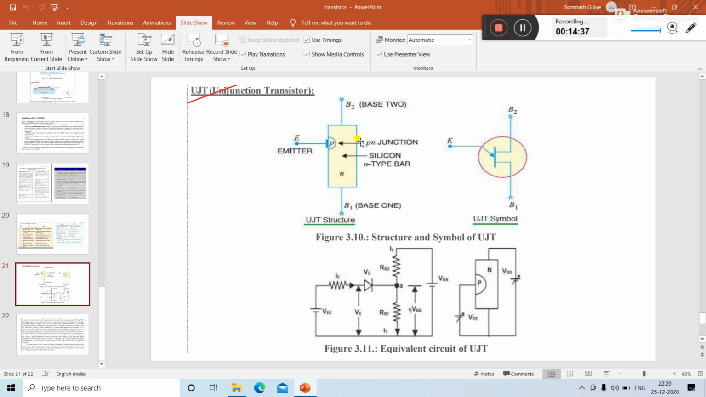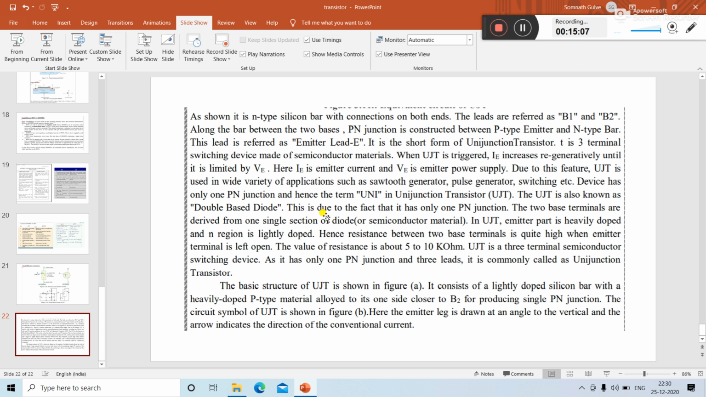The terminals taken out from the structure are base 1, base 2 and emitter. Whenever the emitter is forward biased more than base 1, then the device will be turned on. The point we have to remember is the symbolic representation and construction. UJT is mainly used to trigger on the SCR. Okay, we will stop here.